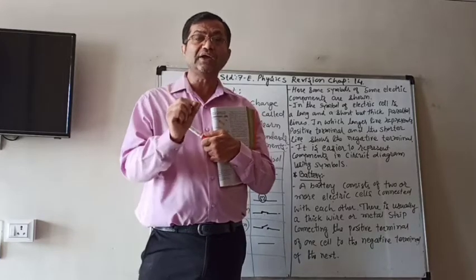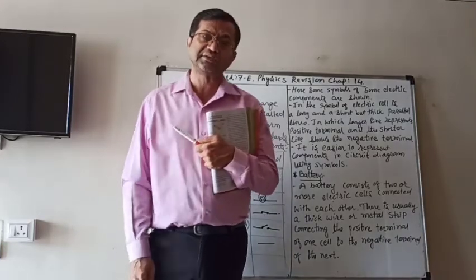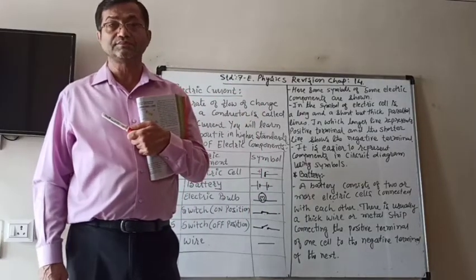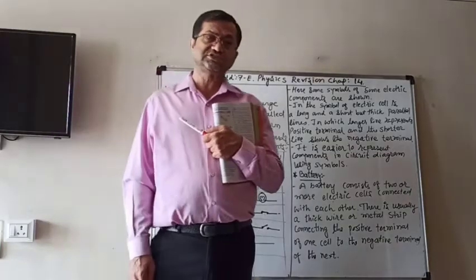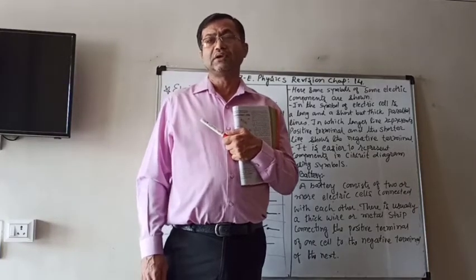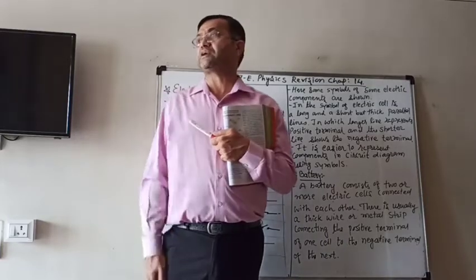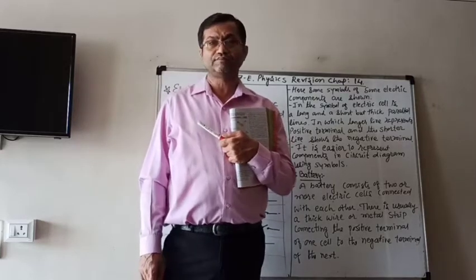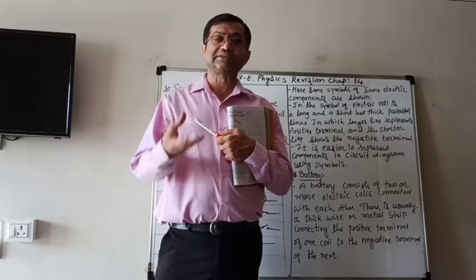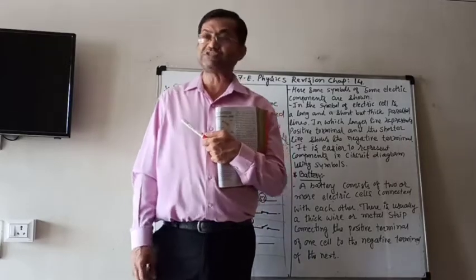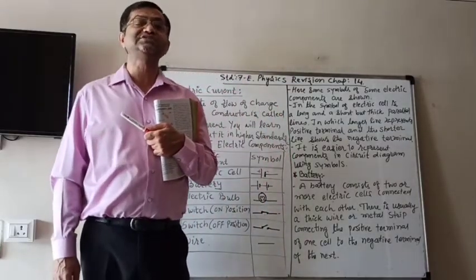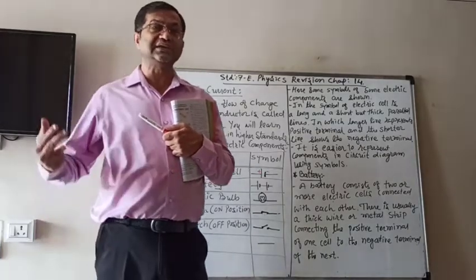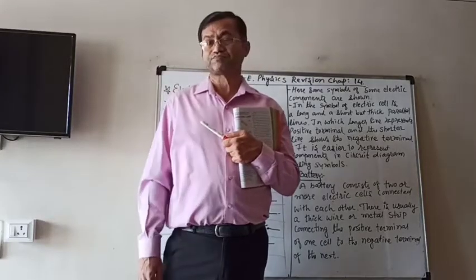So when we join two or more cells together, then it is known as a battery. We know that in some torches and in some electric components, like in the remote control of the television or electric transistor, more than 2 cells are needed to run that electric device.